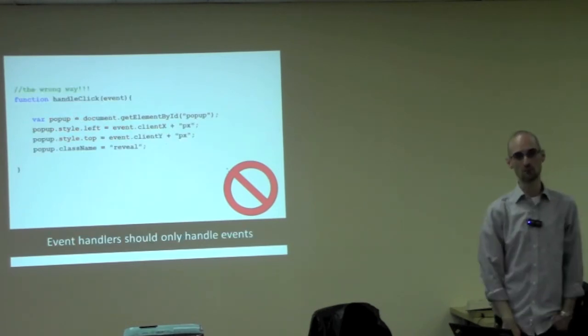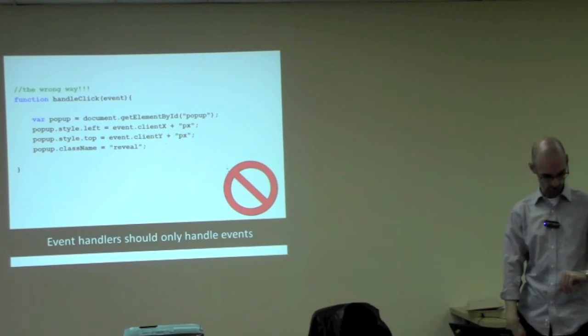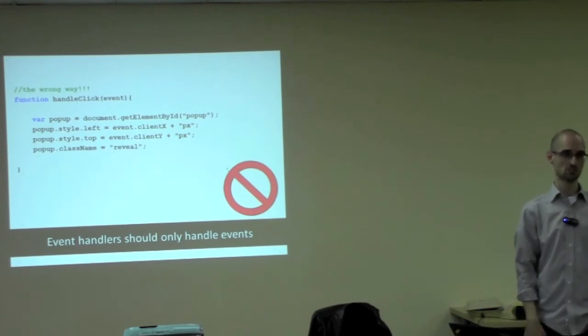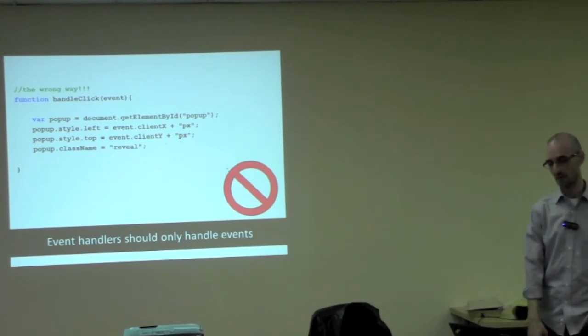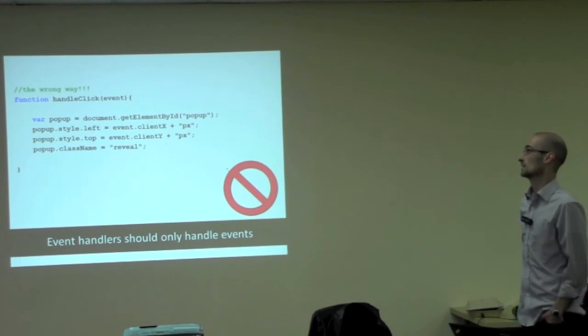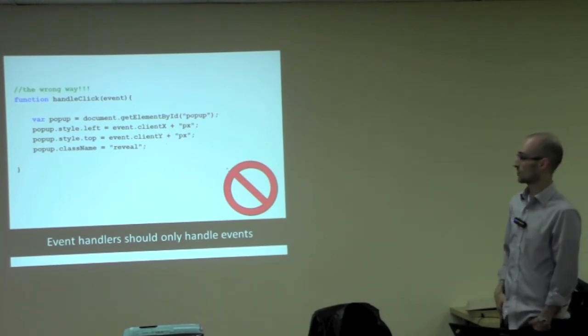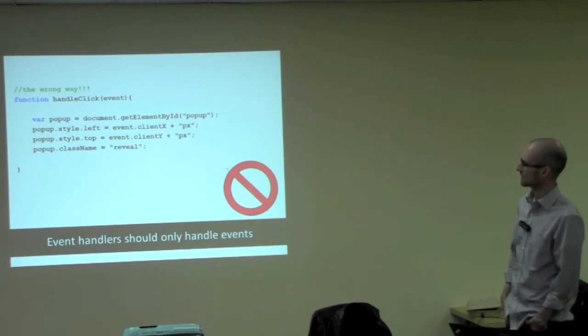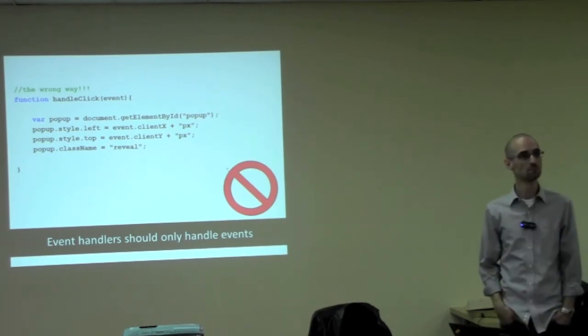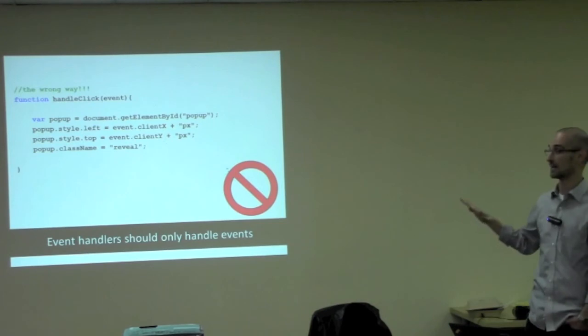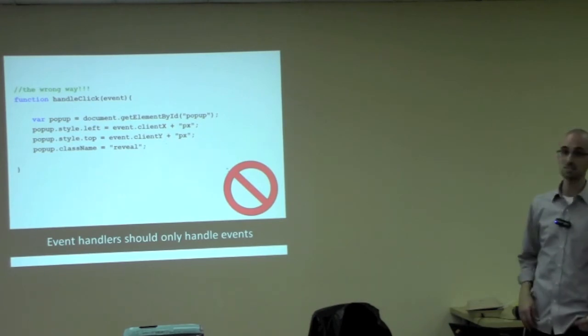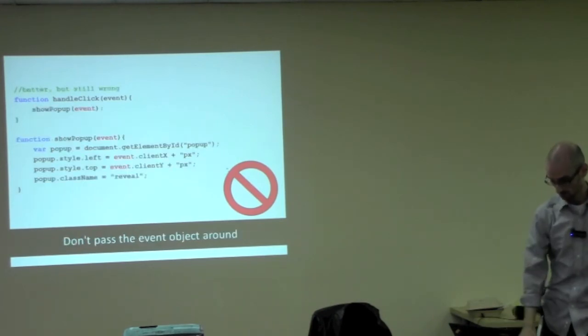Cool. This is one of my favorite ones. When you have an event handler, it should only handle events. So what does that mean? Well, this event handler is doing a hell of a lot more than handling an event. So it's creating a new div, and then it's aligning that div, and then it's showing a div. Right? All of that is happening within handle click. So that is not the best way to do things.